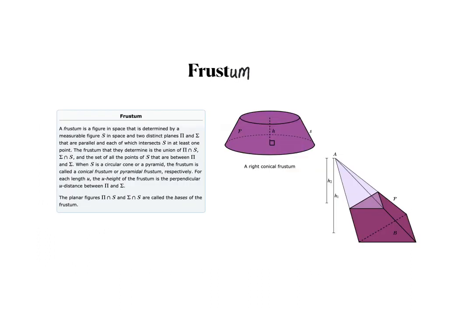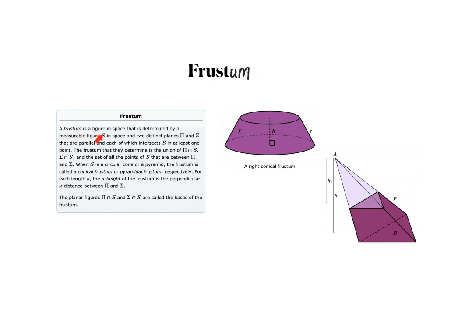The next figure I'd like to discuss is called a frustum. A frustum is created by two planes that are parallel to each other, intersecting a solid figure, and then we take the space in between those two parallel planes to create what we call the frustum. This is a right conical frustum, and this is a pyramidal frustum. So let's define it more specifically.